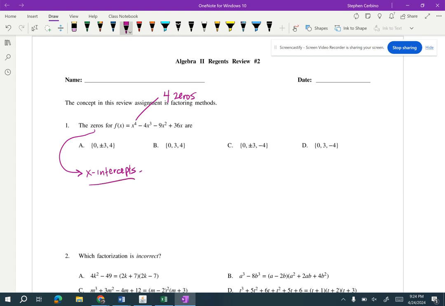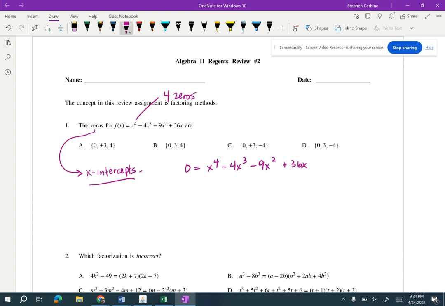So if we just graph that in the calculator, we should see some type of quartic polynomial, and we should be able to see where it intersects the x-axis. That'd be the easy, quick way of answering this because it's multiple choice. But that's not what I'm interested in for this assignment. I want to see if you could actually factor that expression. So to find zeros, we set the equation equal to 0. And let's see if we could actually factor this out.